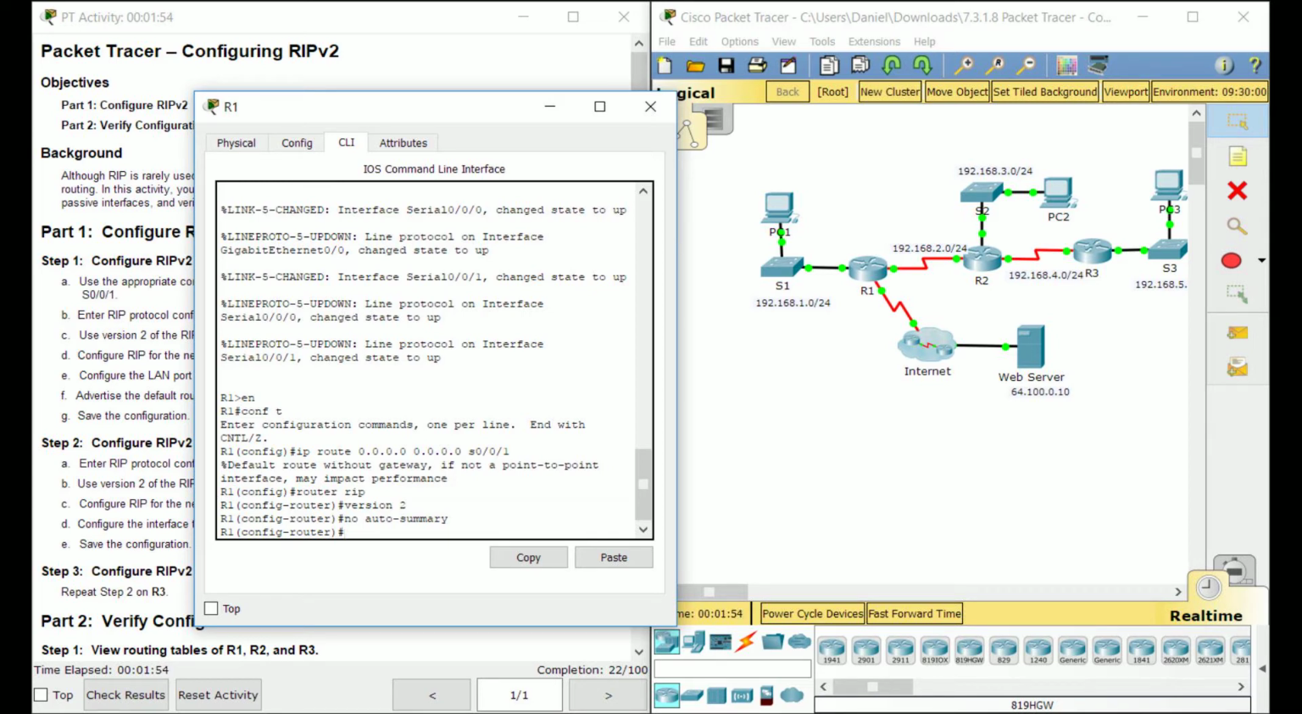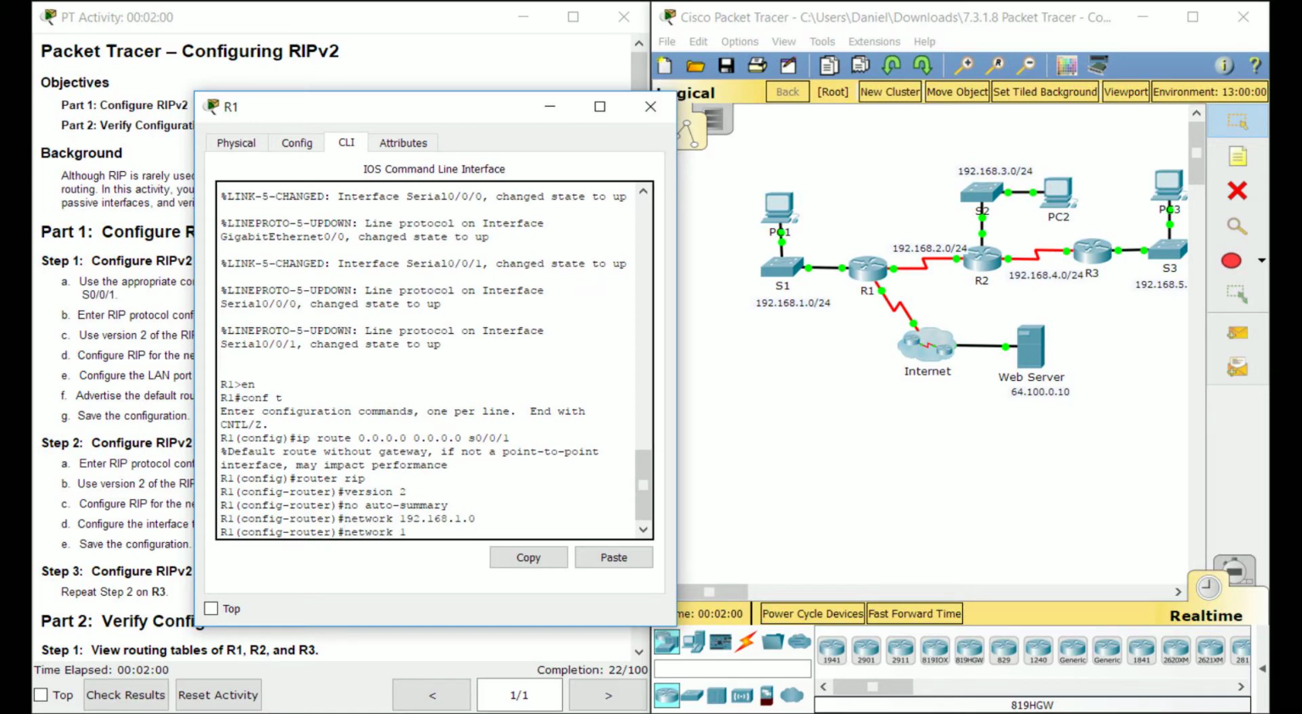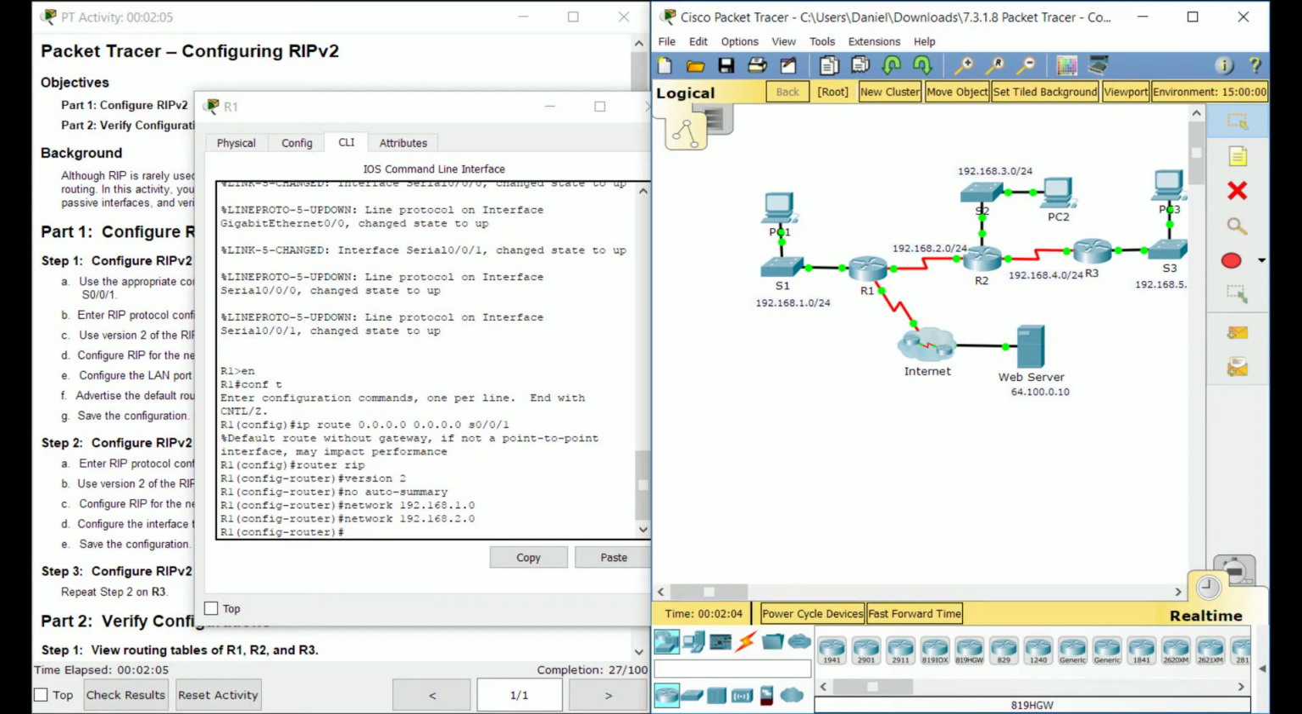Just looking at the directly connected networks, so network 192.168.1.0 and network 192.168.2.0. If you didn't know how I got those numbers, they were nice enough to give you the port labels of the networks that were directly connected to the router, but they didn't give you one for this, which was another indicator that you're not supposed to deal with that.